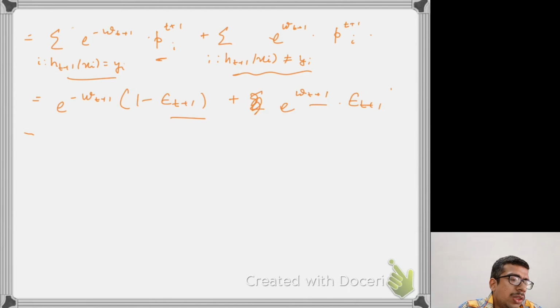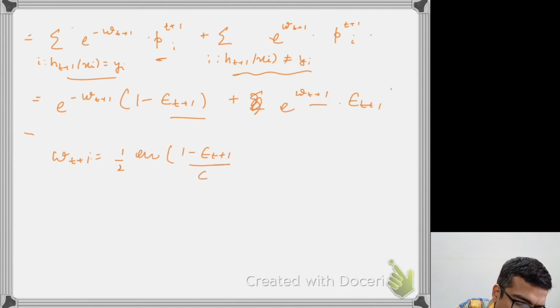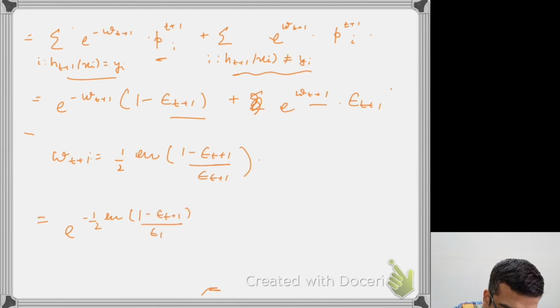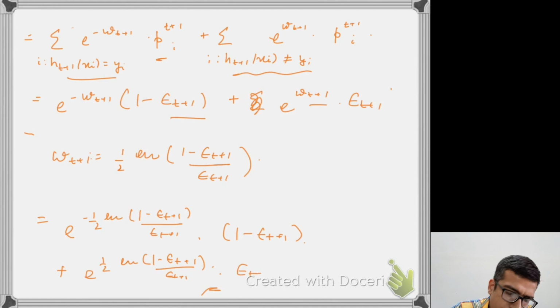And now we can even substitute the way we defined w_{t+1}. If you recall, we defined w_{t+1} as half of log of (1 minus epsilon_{t+1}) over epsilon_{t+1}. And if I substitute it over here, essentially exponential of minus half of log of (1 minus epsilon_{t+1}) over epsilon_{t+1} times (1 minus epsilon_{t+1}) plus e to the power of half of log of (1 minus epsilon_{t+1}) over epsilon_{t+1} times epsilon_{t+1}.